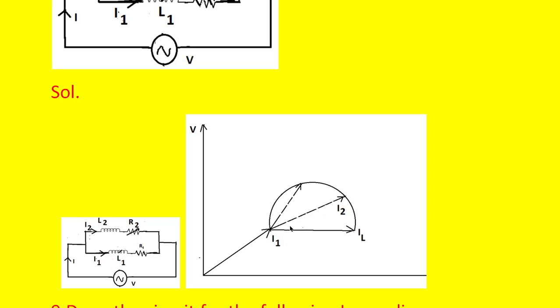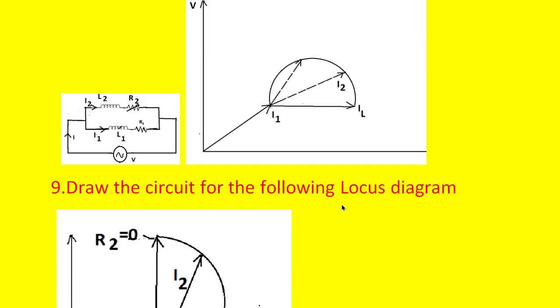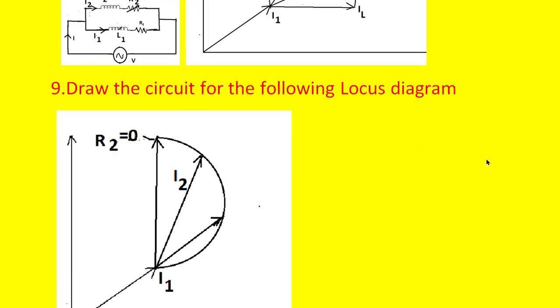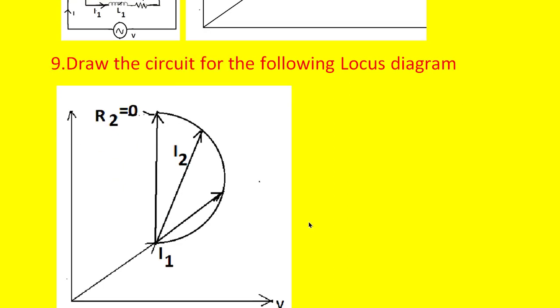This is I1, this is the I2 variation. Similarly, draw the circuit for the following locus diagram. So far we have seen, given the circuit, drawing the locus diagram. So suppose we know the locus diagram and we want to know the circuit, we can draw it.